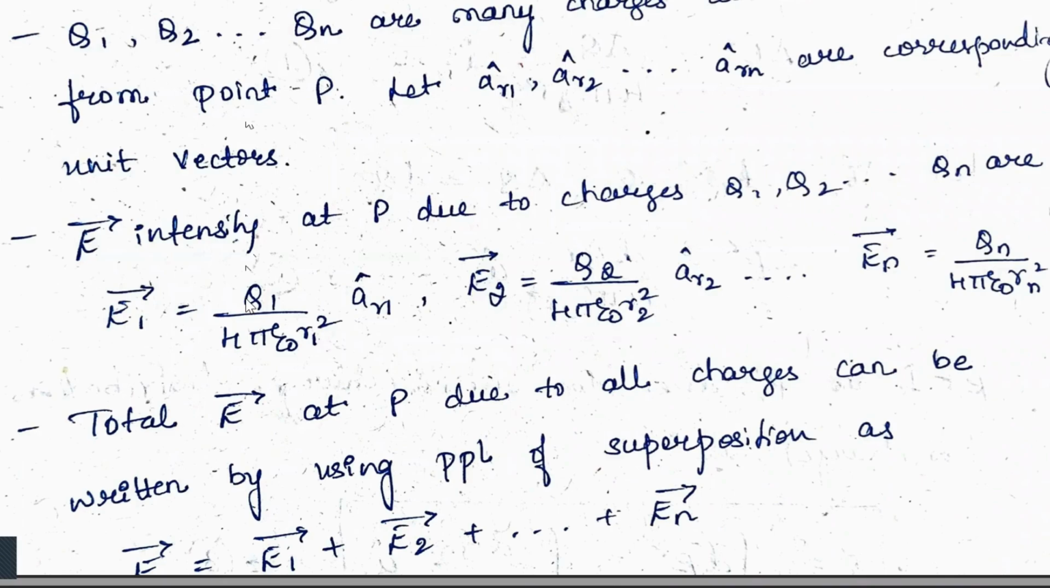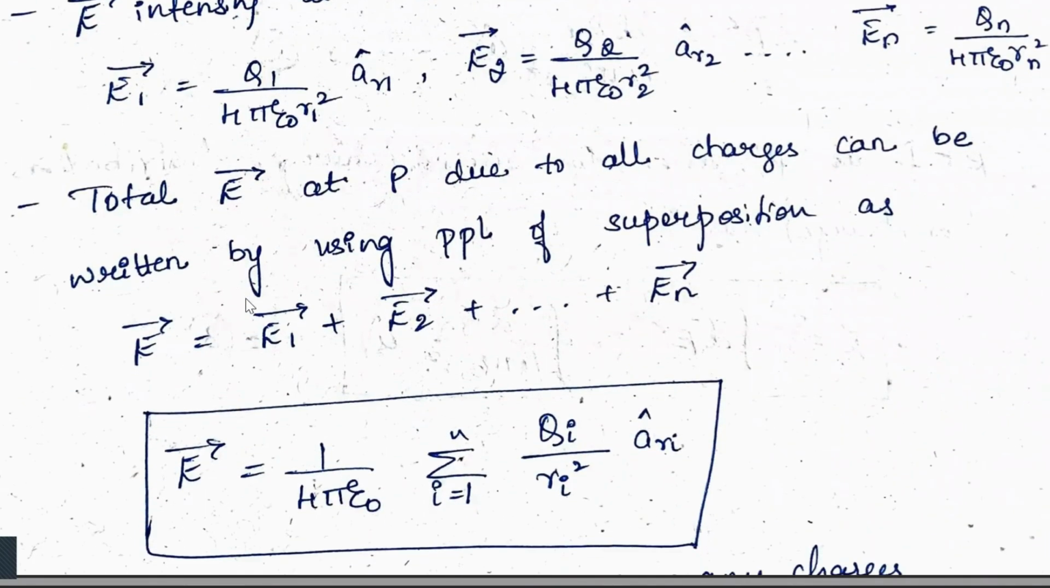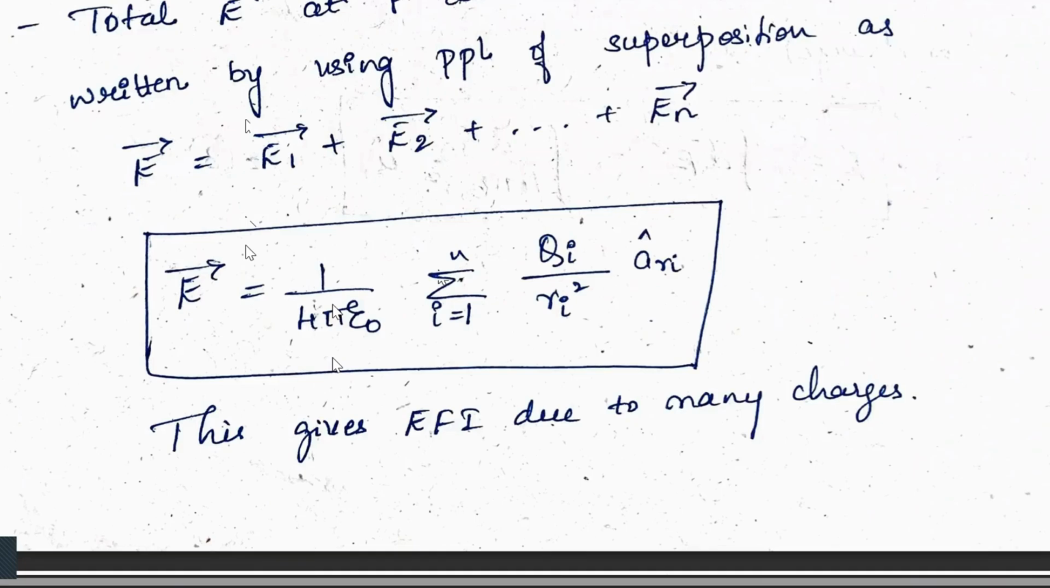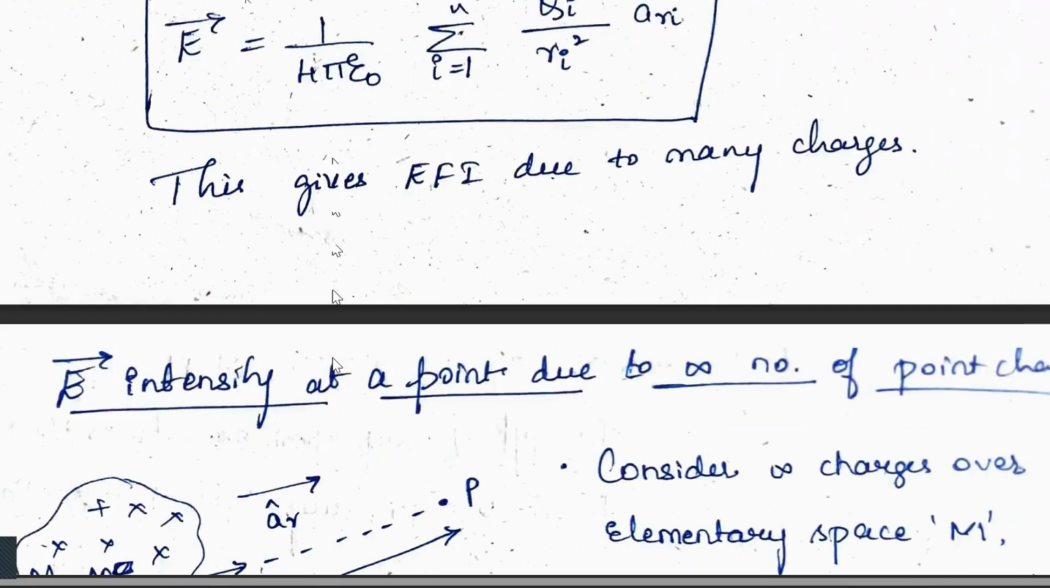The total electric field at a point P due to all these charges can be written using the principle of superposition, that is E vector is equal to E1 vector plus E2 vector till the En vector. So we are summing up, so we use a summation symbol and take the constant outside, that is E vector is equal to 1 by 4 pi epsilon naught, summation of i from 1 to n, Qi divided by Ri square into the unit vector ARi cap. So this gives the electric field intensity due to many charges.